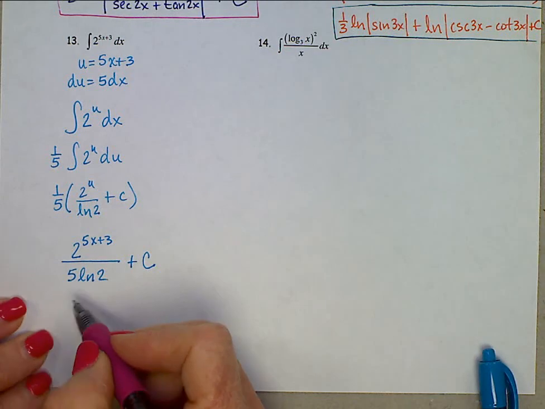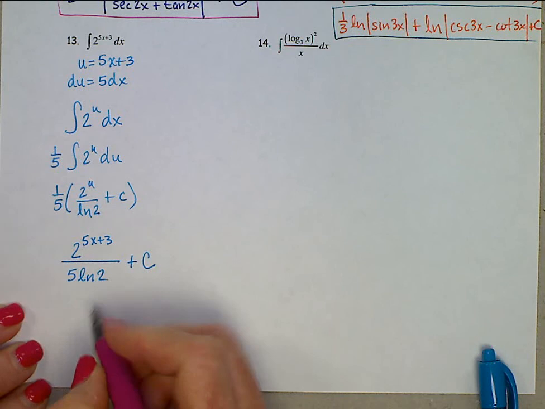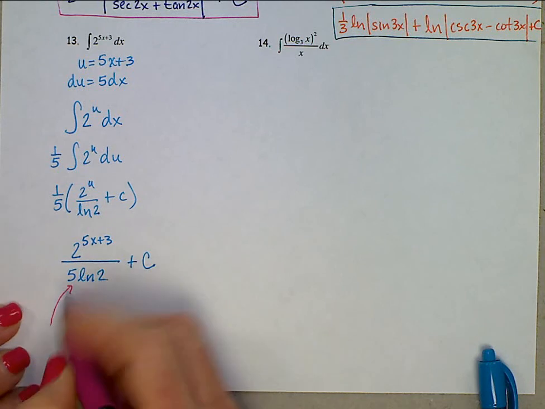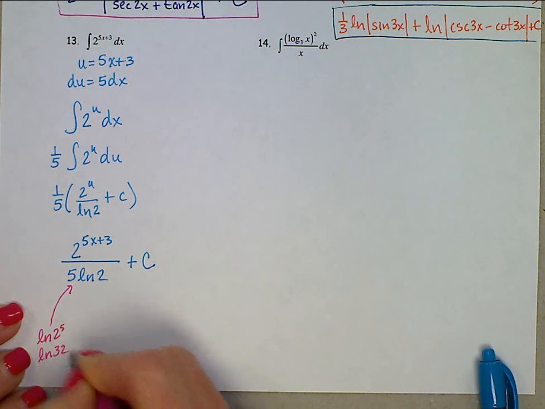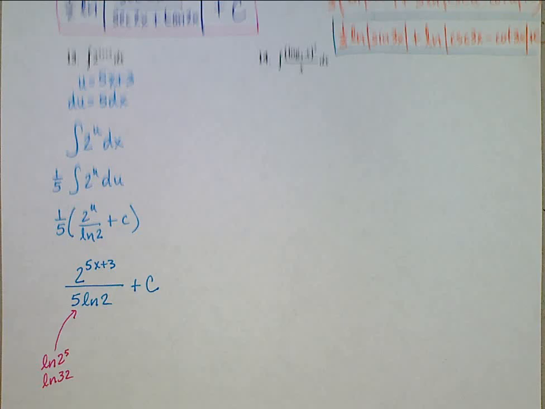Although, just be aware, you more than likely would see 5 natural log 2, but you might see natural log of 2 to the 5th, which is 32. So you just do need to be aware of that again for multiple choice.